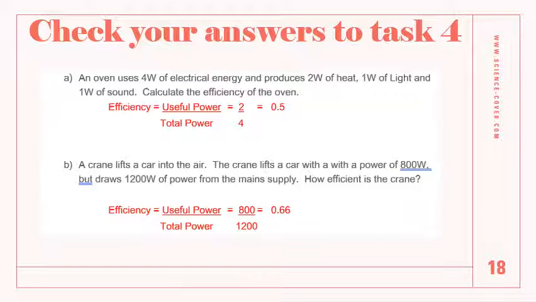A crane lifts a car into the air. The crane lifts a car with a power of 800 watts, but draws 1,200 watts of power from the mains supply. How efficient is the crane? So the useful power here was 800, and the total power was 1,200. So 800 divided by 1,200 is 0.66.